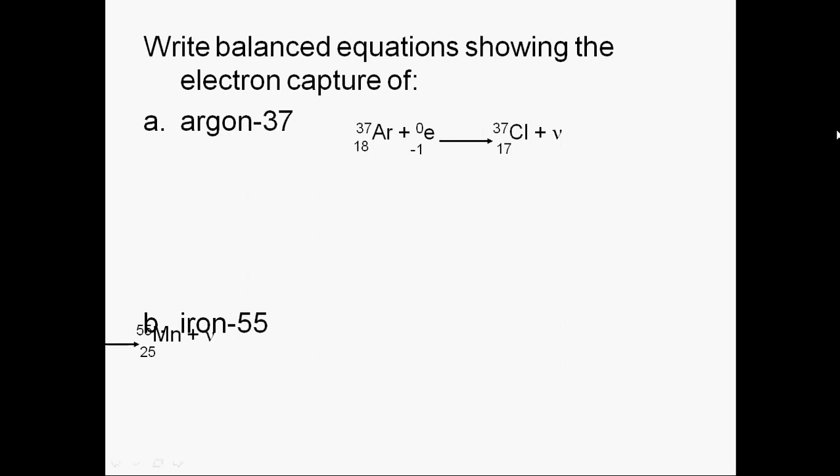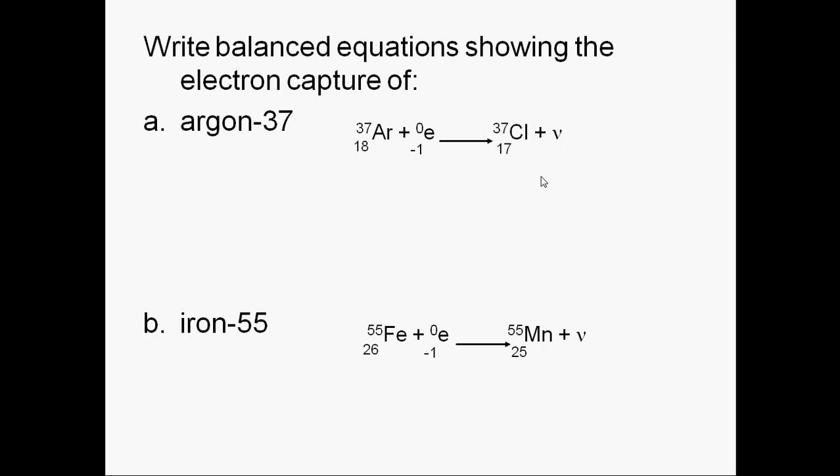Okay. For iron 55, same deal, we've got iron, mass of 55, atomic number 26, gain an electron, and we end up with manganese 55 as a result of that. Again, we can always check our work by comparing our upper numbers on the left side of the equation versus the right side of the equation, and the lower numbers on the left side versus the right side to make sure that those always stay the same.